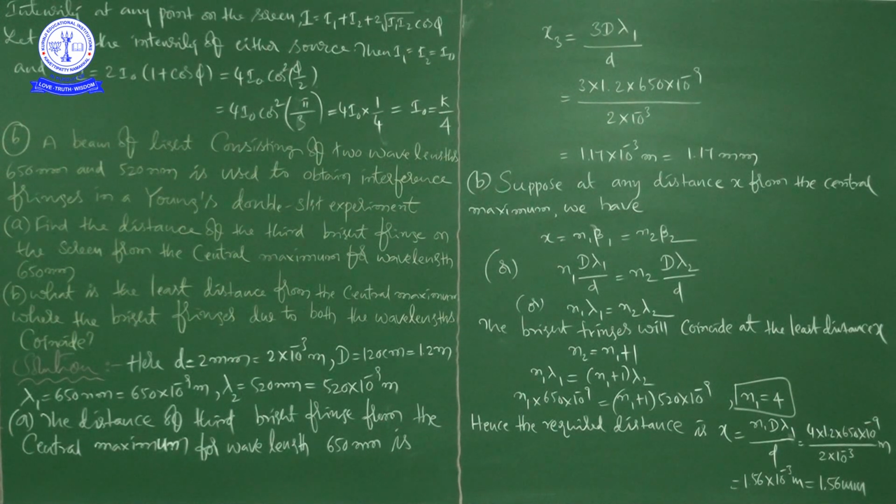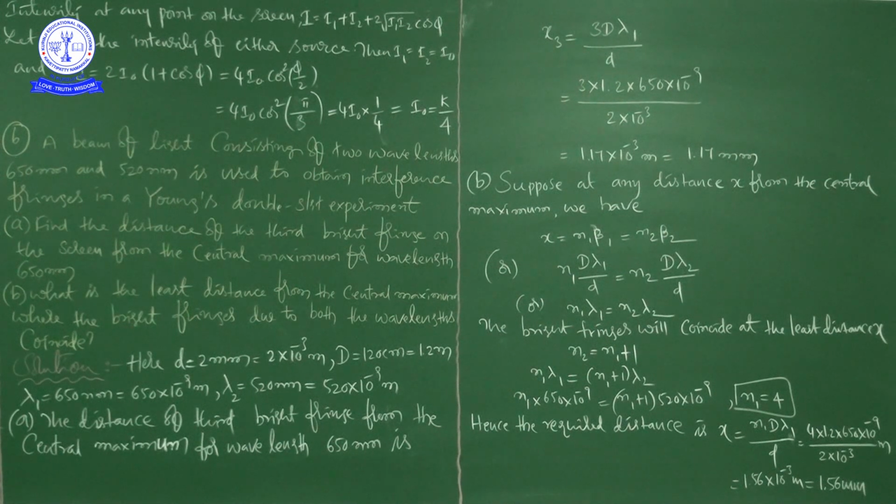A beam of light. So you have to understand what a beam of light is, right? A beam of light consisting of two wavelengths, 650 nanometers and 520 nanometers, is used to obtain interference fringes in a Young's double slit experiment, right?